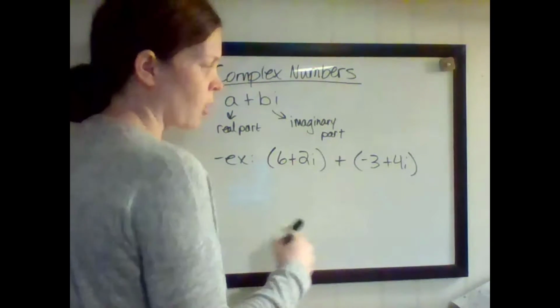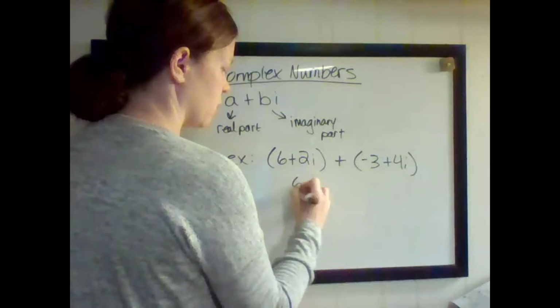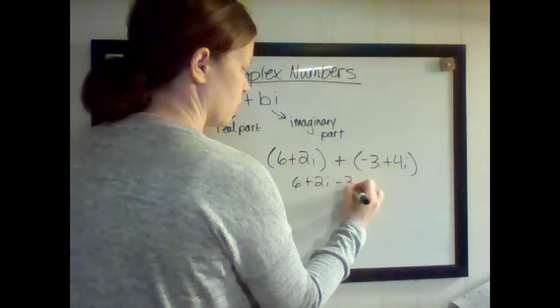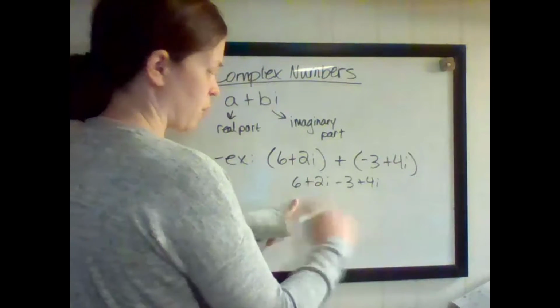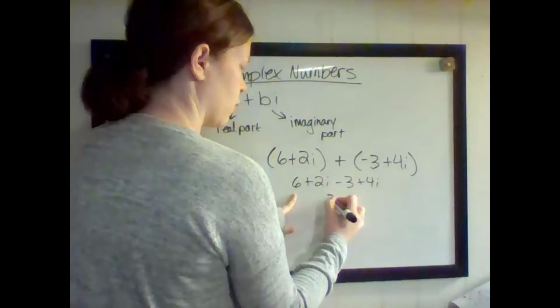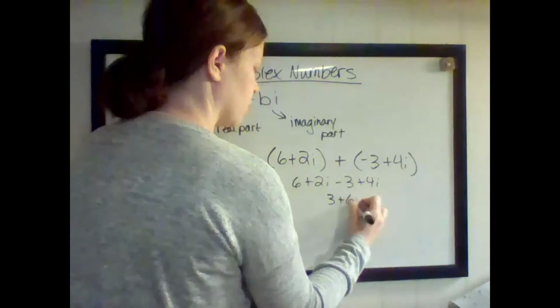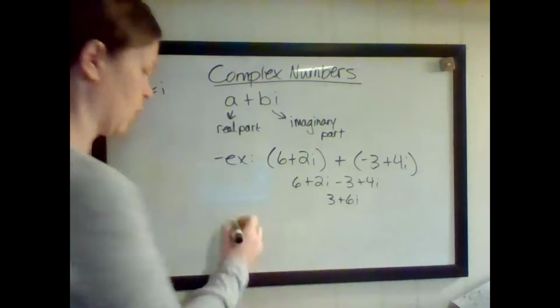With adding them, we treat i just kind of like x. So we don't really need these parentheses anymore. I'm just going to rewrite it, dropping them, and combine like terms. 6 and -3 is 3. 2i plus 4i is plus 6i. So it combines to the complex number 3 plus 6i.